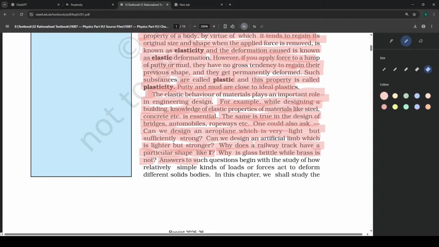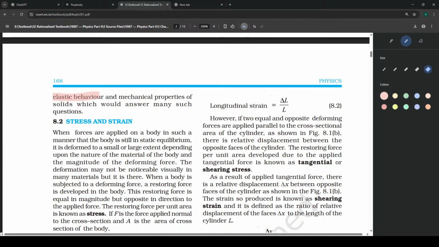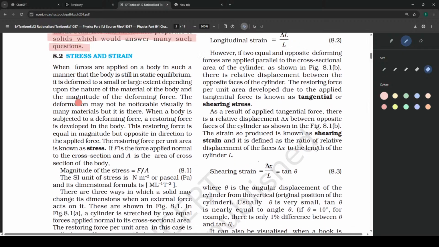Answers to such questions begin with a study of how relatively simple kinds of loads or forces act to deform different solid objects. We understand all answers to those questions by understanding how forces and loads act on objects, deforming them. In this chapter, we shall study the elastic behavior and mechanical properties of solids, which would answer many such questions. That's with the introduction. Now let's go to the next.